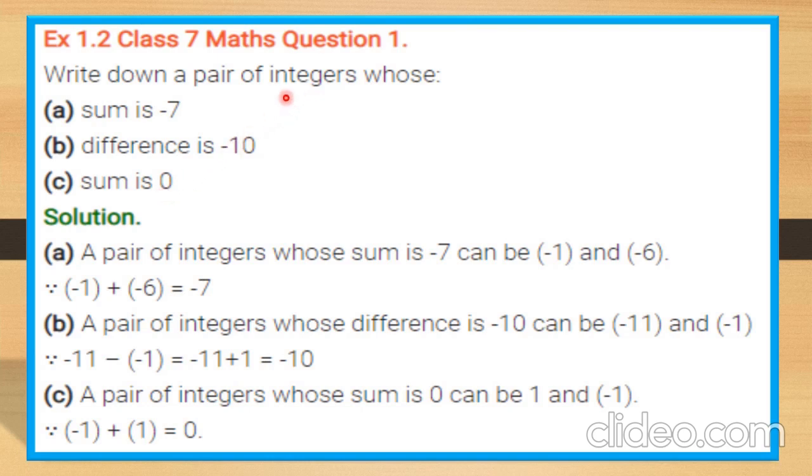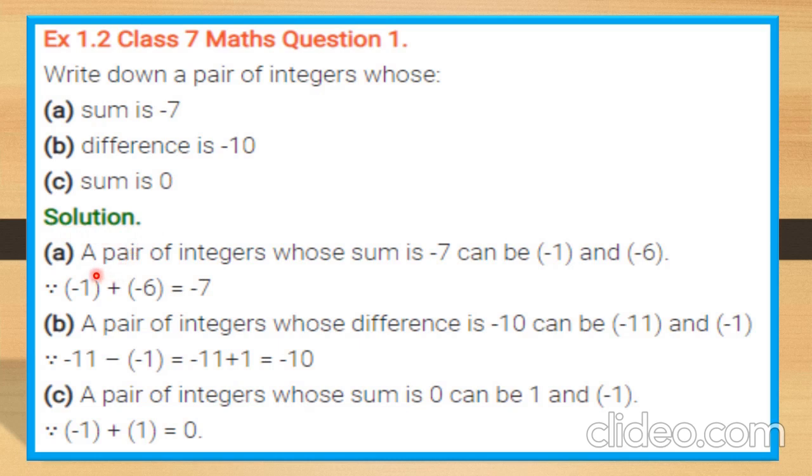So we have to find a pair of integers. So two integers we have to find. In that first question, the sum of the two integers becomes -7. So here it is told a pair of integers. So the integers may be both positive or one positive and one negative. So here is the solution.